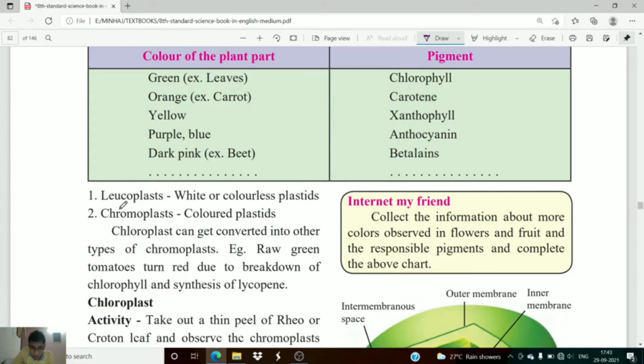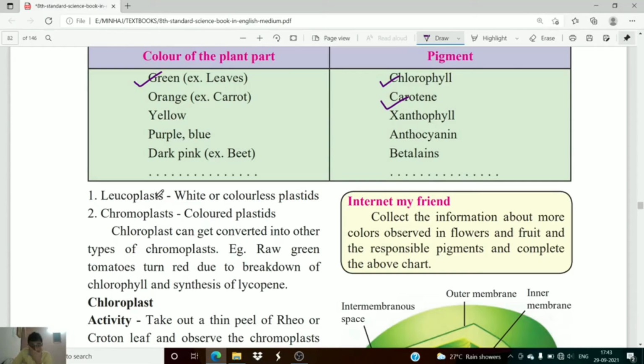Now here some colors of plants are given, along with the pigments found in those plants. As I have said, green leaves will have the pigment called chlorophyll, and the orange leaf will have the carotene pigment. Then yellow has xanthophyll, dark purple has anthocyanin, and the dark pink plant has betalains as a pigment.